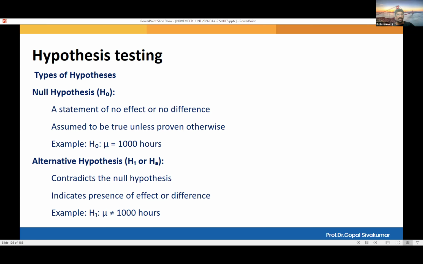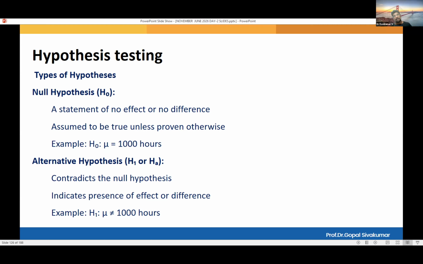The name itself, alternative hypothesis, right? It means it is opposing the null hypothesis. So what does it mean? Actually, it is the opposite of the null hypothesis. That is, it contradicts the null hypothesis. It says that the statement is the statement of difference.